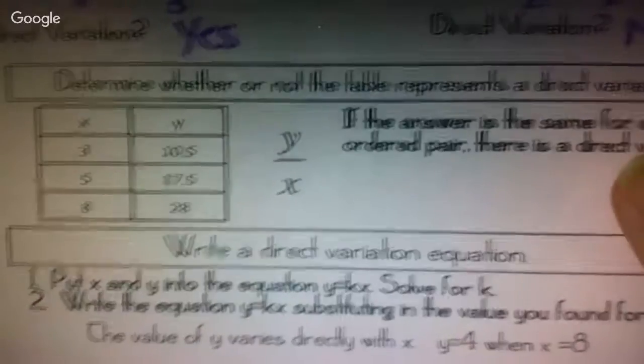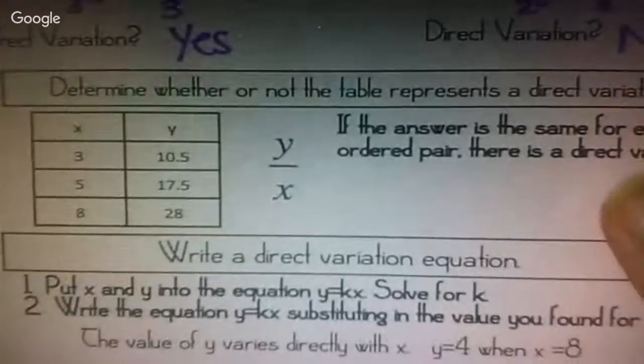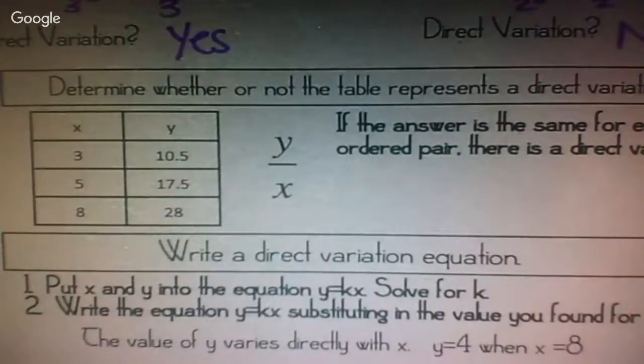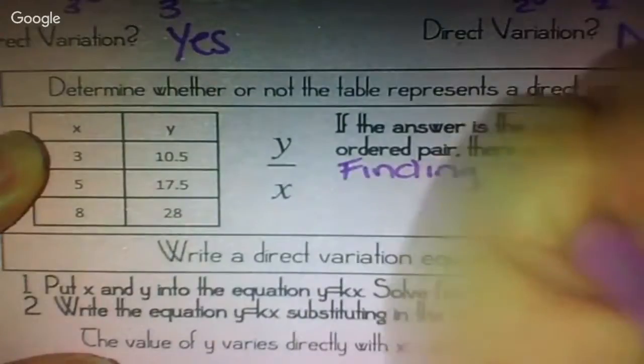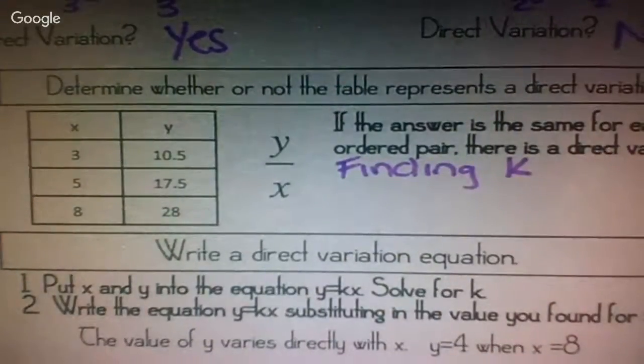How do I look at a table and tell myself it's direct variation or not? In order to do that, I need to find my slope between the points. So I'm trying to find my K value. So we're finding K. When we take y divided by x, we're finding K.